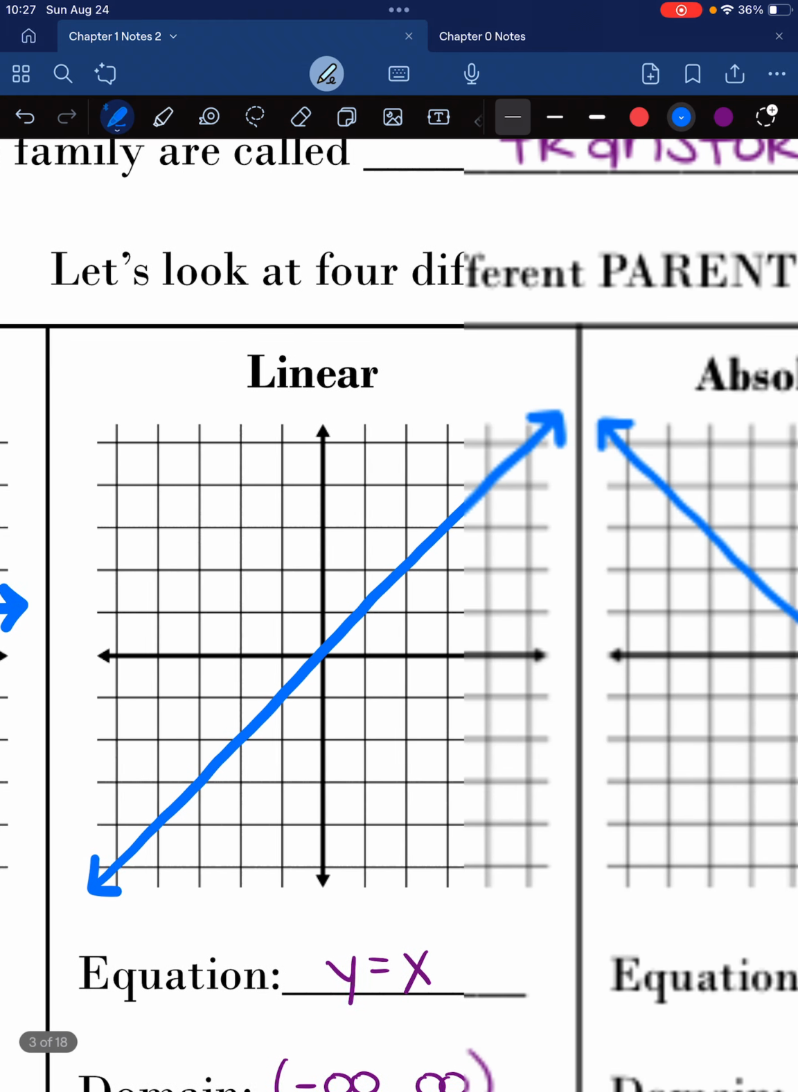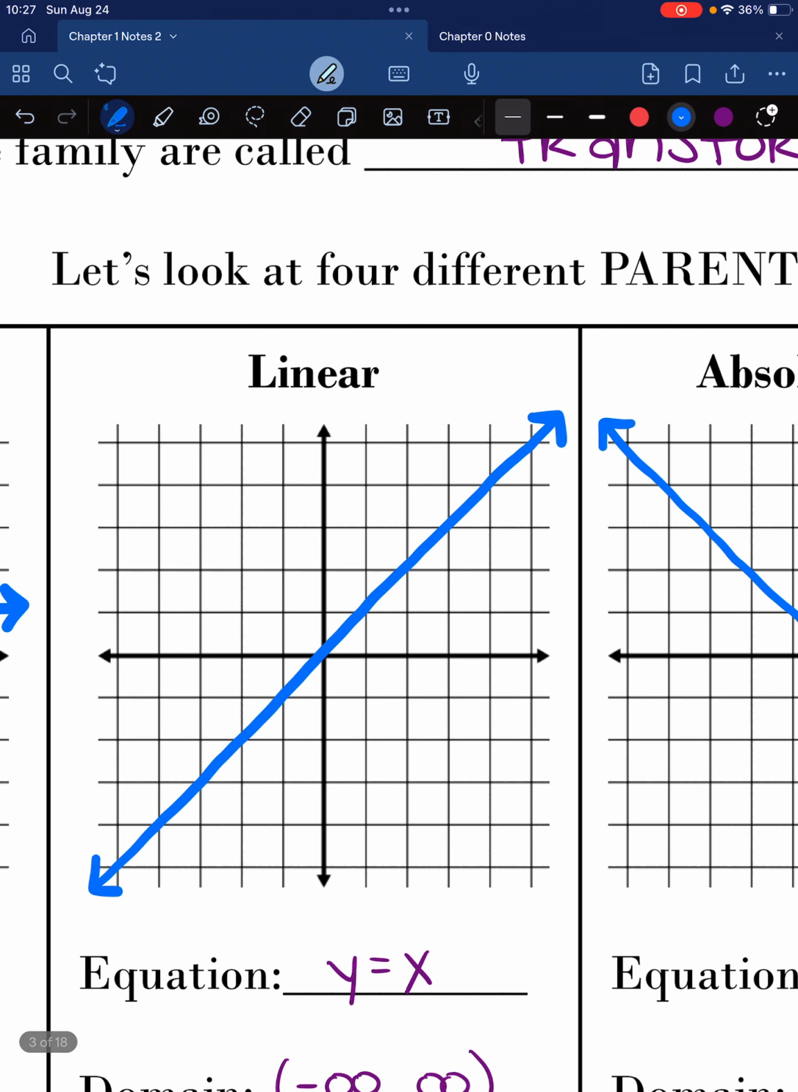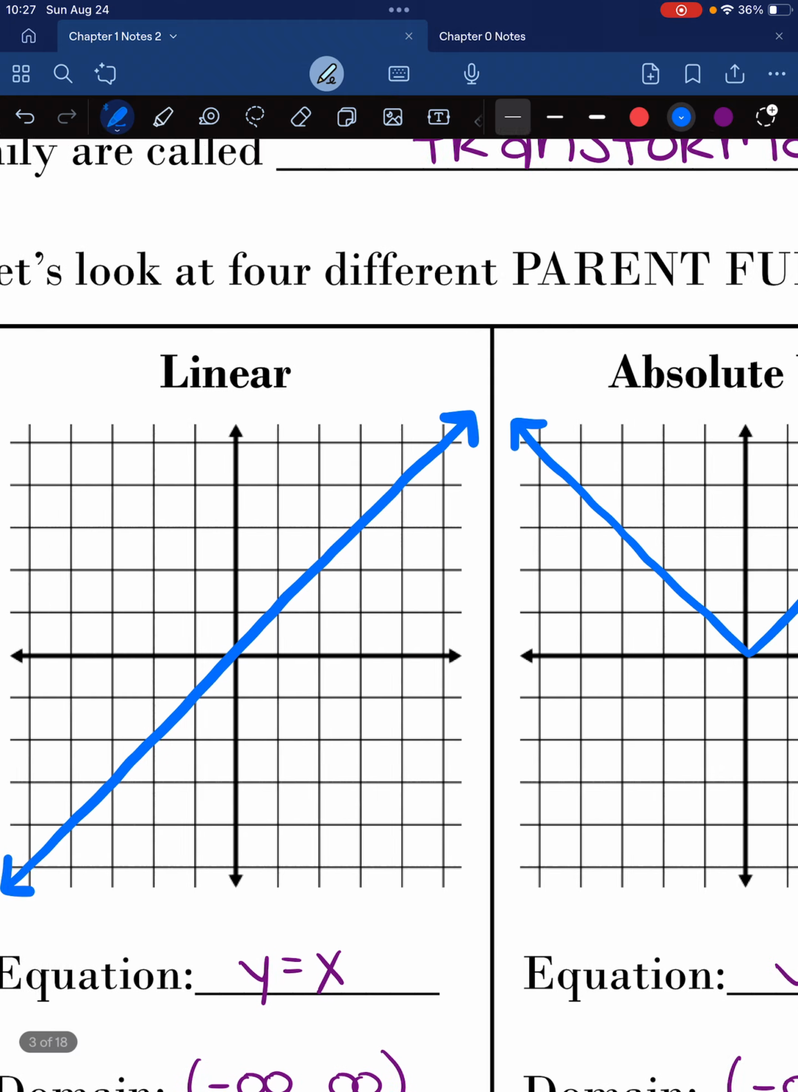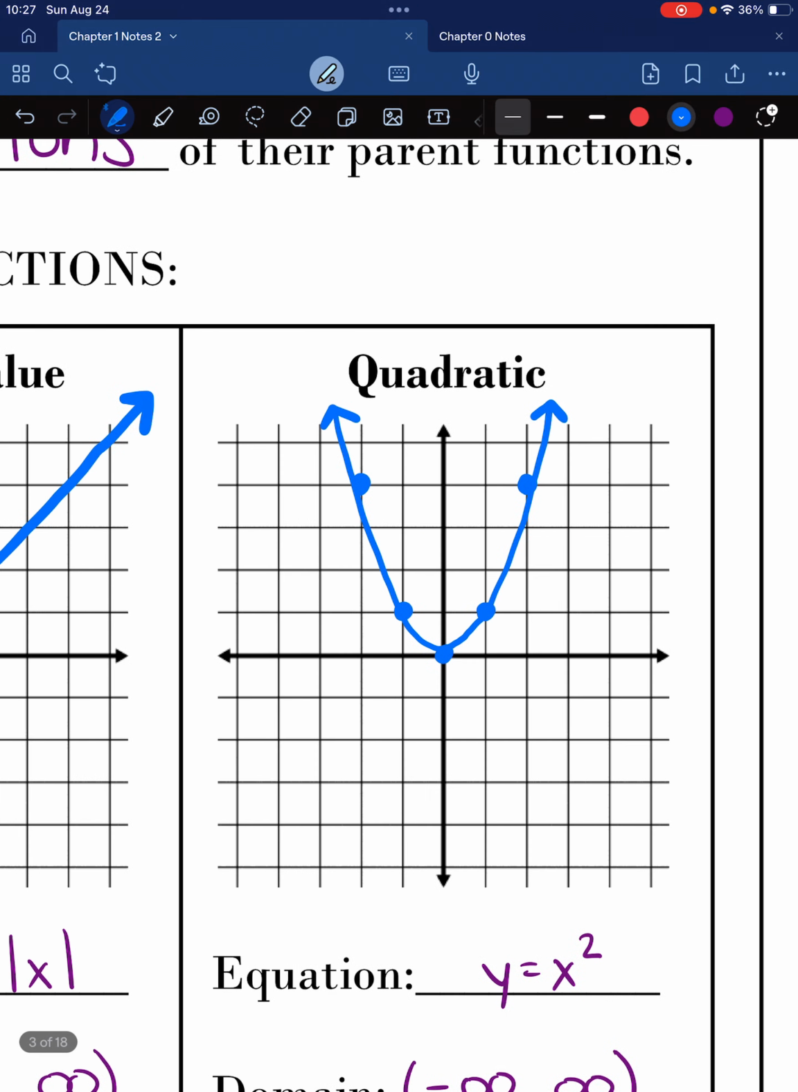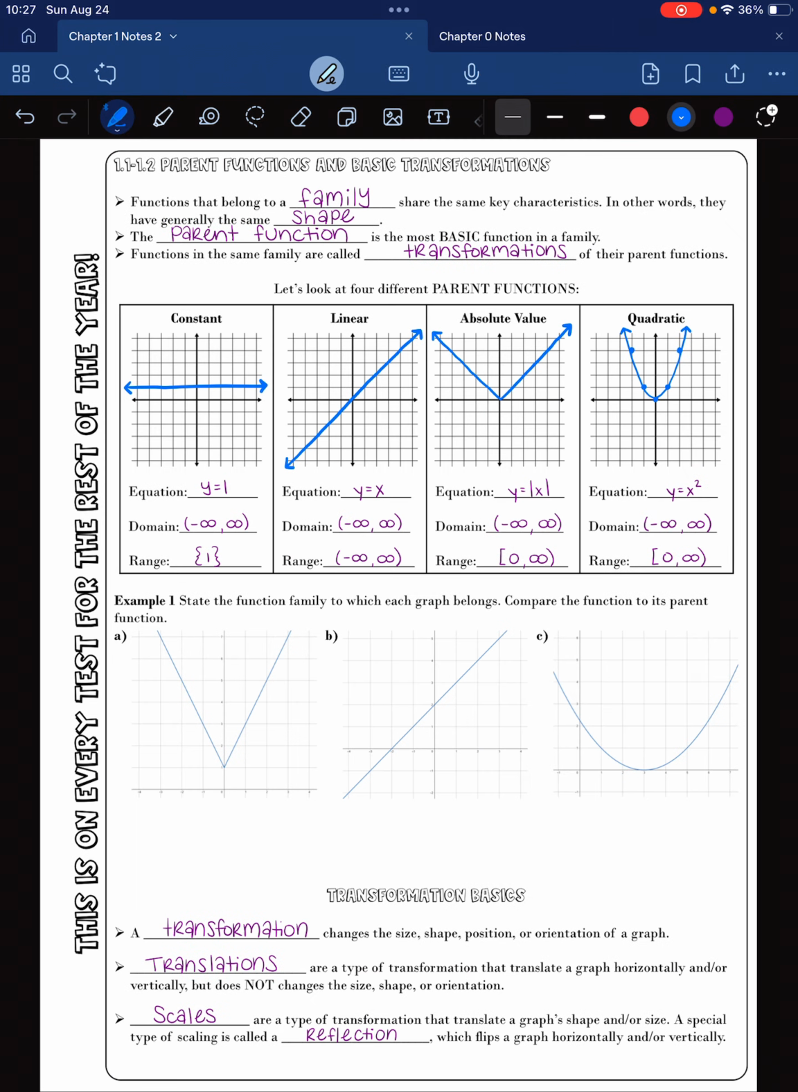If they are all slanted lines, and they might be slanted with positive slope, or they may have negative slope, but those will all belong to the same family. They all belong to the linear family, or the family of lines. Okay? If they all look like V's, they all belong to the absolute value family. And if they all look kind of like U's, they're going to belong to the quadratic family. Okay, so that's what the families mean for functions. They all generally have the same shape.